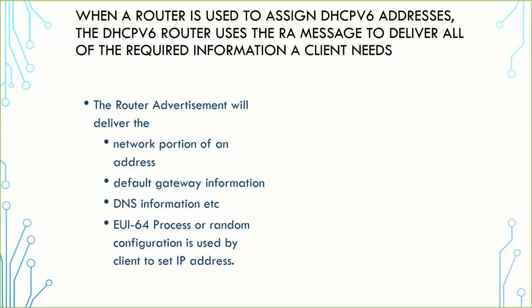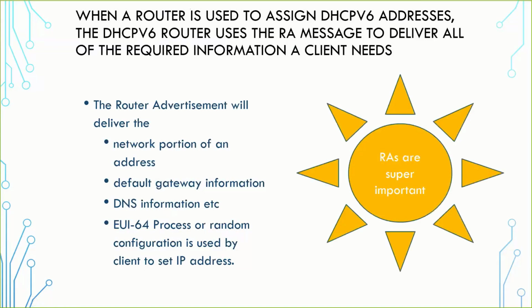So when a router is used to assign the DHCPv6 addresses, the DHCPv6 router uses the RA message to deliver all of the required information. So again, you can see that this router advertisement has a lot of functions. It does a lot of things. If you compare it kind of to a hello packet, hello packets do all kinds of stuff. So we're using this router advertisement to talk to the client and say, hey, you're going to do this or you're going to do that.